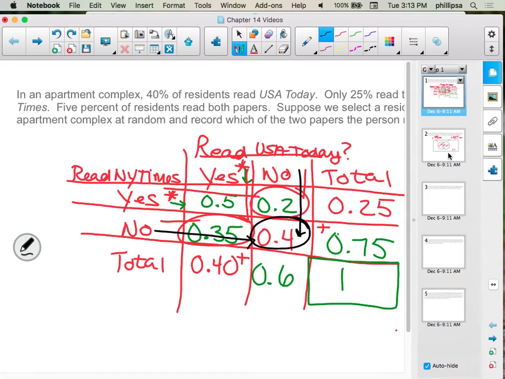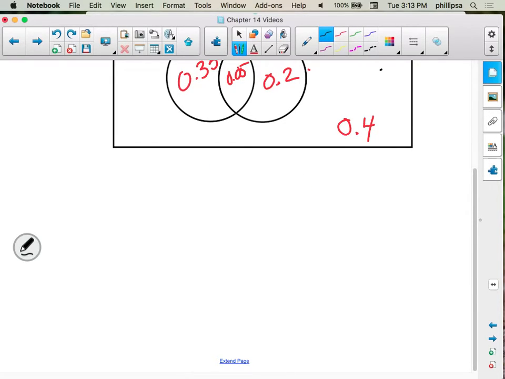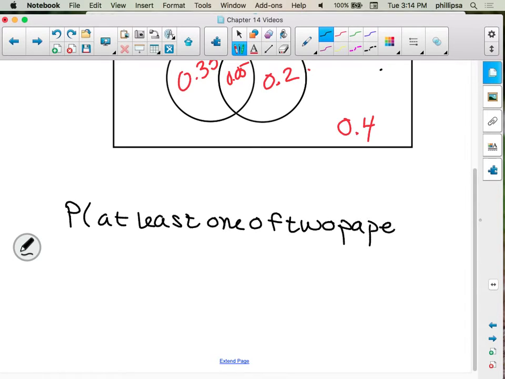Okay, so now let's talk about some probabilities that we can find from our setups here, okay? So say I wanted to find the probability that a person reads at least one of the two papers, okay? So we would know this symbolically using or, right? They either read one or the other, right? So it's the probability of A union B, A or B, okay?